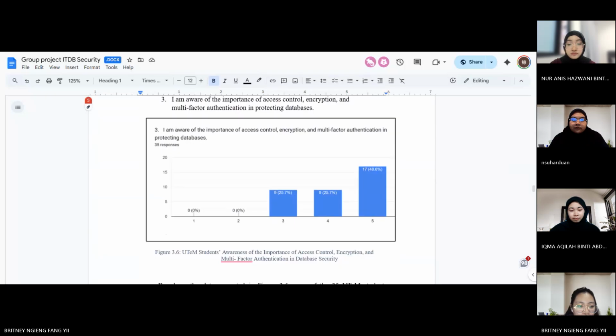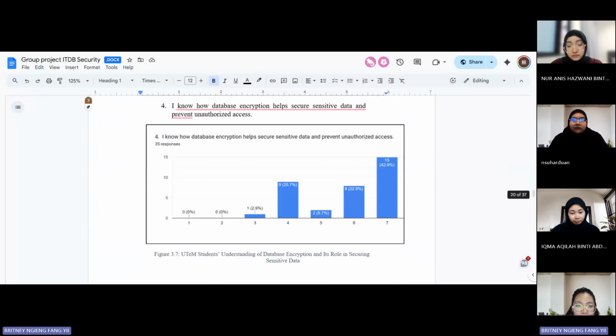So to address this, UTeM could consider offering targeted training sessions that provide real-world examples and hands-on lab exercises, such as configuring database encryption or implementing MFA protocols.